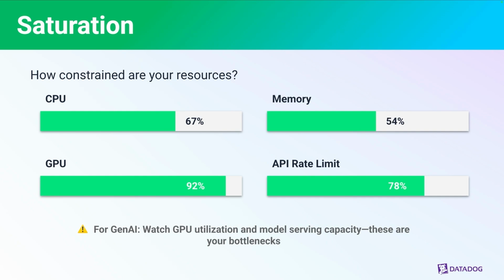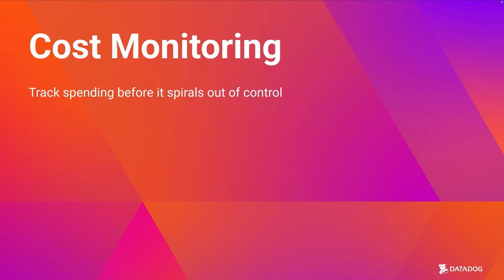But in the world of GenAI, your primary saturation warnings will come from watching infrastructure utilization and model serving capacity and associated API rate limits. This is nothing new, but they're new critical bottlenecks that you need to monitor in order to ensure that you can handle your increased traffic.